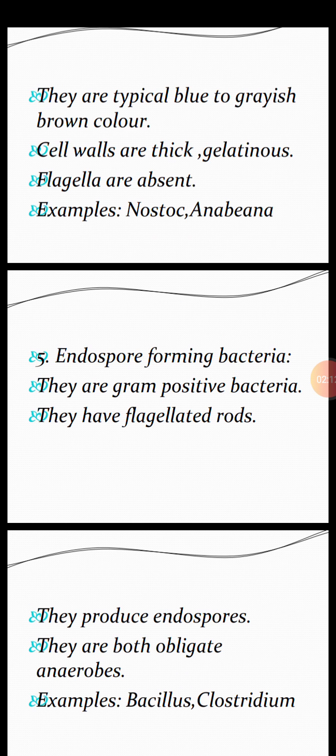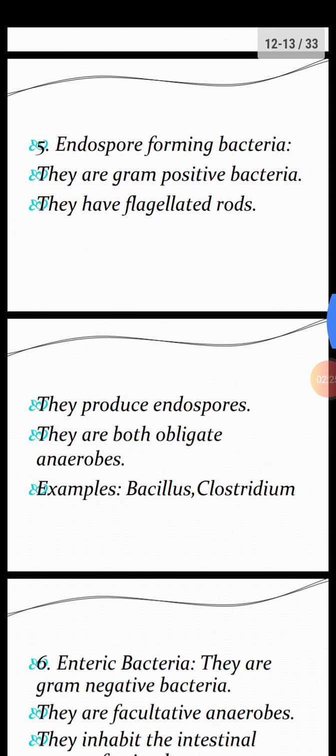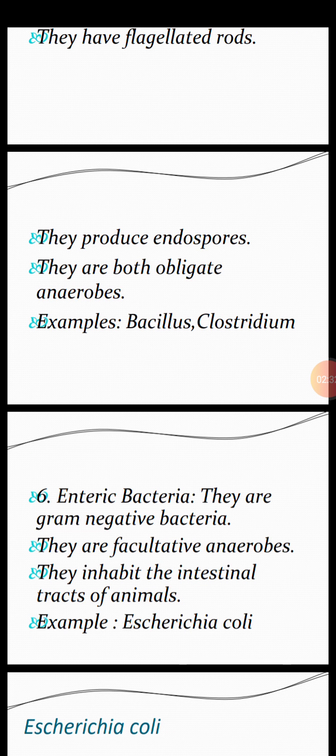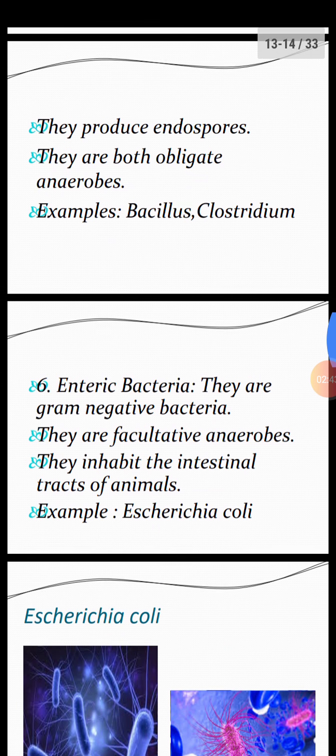Fifth are endospore forming bacteria. Bacteria form spores which are called endospores. They are gram-positive bacteria, which are stained purple. They have flagellated rods. They produce spores called endospores. They are both obligate aerobes and anaerobes. Aerobes live in the presence of oxygen, and anaerobes can live in the absence of oxygen. Examples are Bacillus and Clostridium.